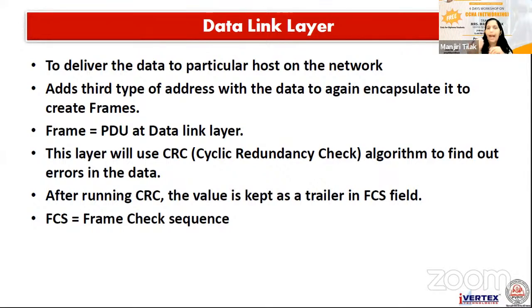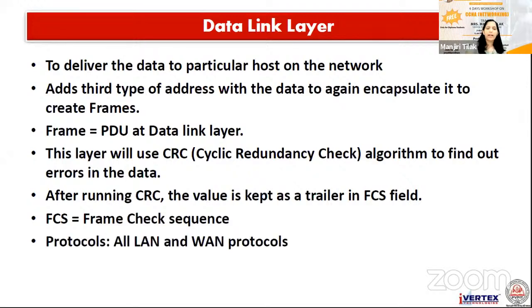So output of cyclic redundancy check will be kept as a trailer in the FCS field, so that at the receiving end, whenever receiver receives the frame, again receiver will run the CRC and it will match whether both the values are same or not. If both the values in FCS field are same, data is considered error free. If the values differ, data is with errors, right? And if the data has errors, data will be dropped.